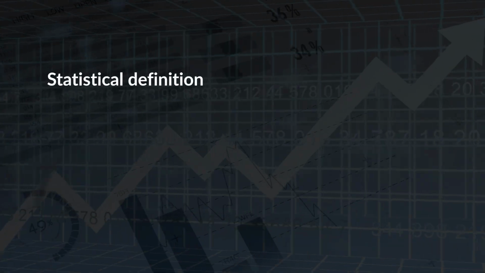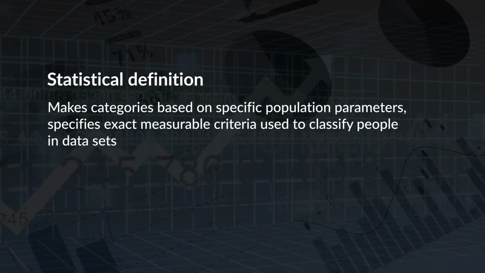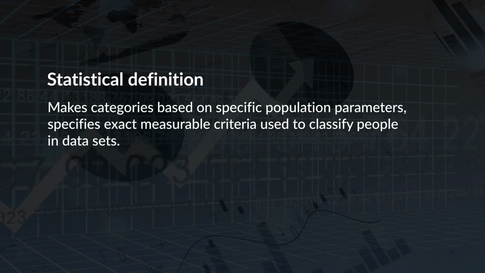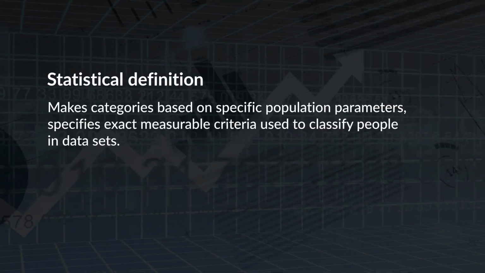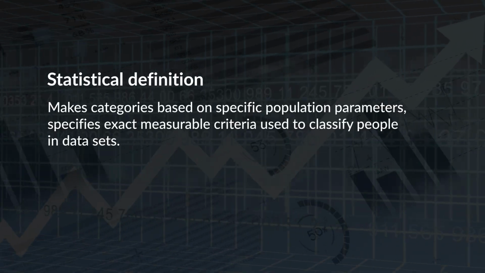And this differs from a statistical definition. A statistical definition makes categories based on specific population parameters. So it specifies exact measurable criteria used to classify people in data sets. Lexical definitions are often too broad for policy or demographic modeling, and that's why we need the statistical definitions. This basically allows us to measure things like migration stocks, migration flows, and other indicators, to be formally counted, tracked, and compared.